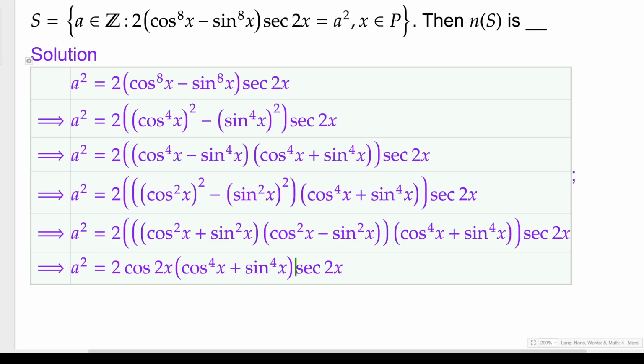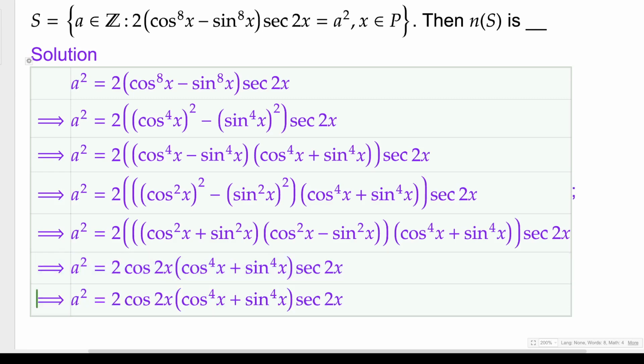So finally we have this expression. Let me repeat again. This becomes 1, and for this expression we are writing cosine of 2x. Now if you observe this cos 2x and secant of 2x, I'll be using the reciprocal identity here, and this will resolve to 1. So again I can just eliminate this part as well. So finally this is the equation that I have over here.